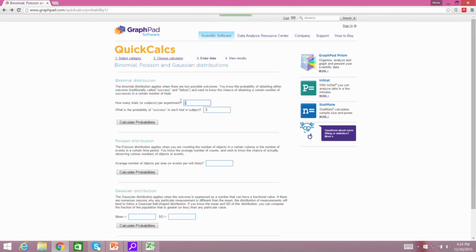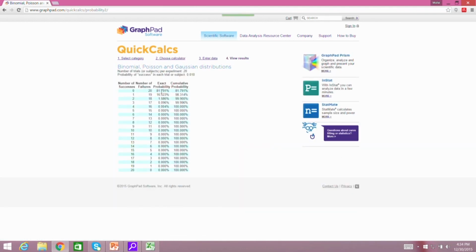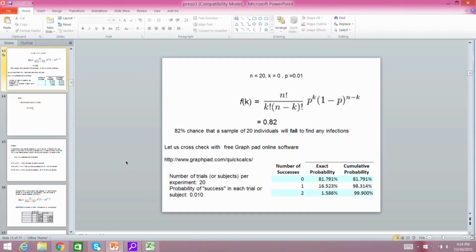put 20, then I will put 0.01, then calculate probability. So, as you can see here, there is 81% or 82% probability that the number of successes is 0, that means I will not be able to find a single person with that particular disease. So, obviously my sample size is too little, that I may miss out. Okay. So, you must be very careful when you select a sample.